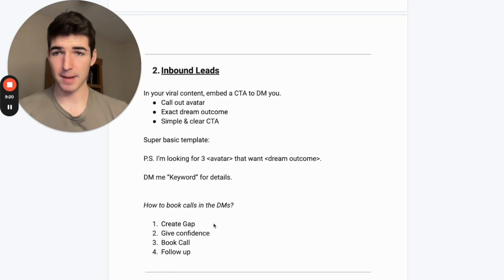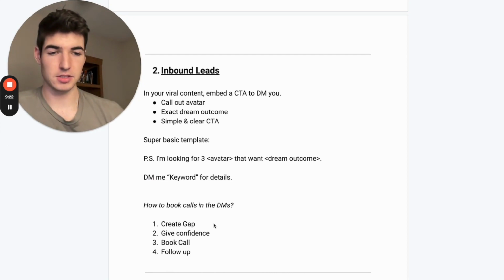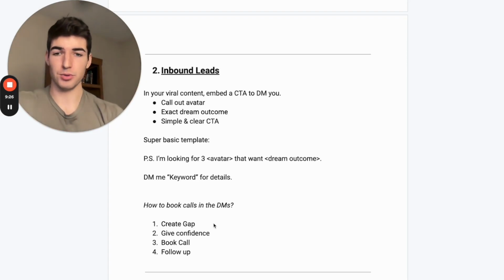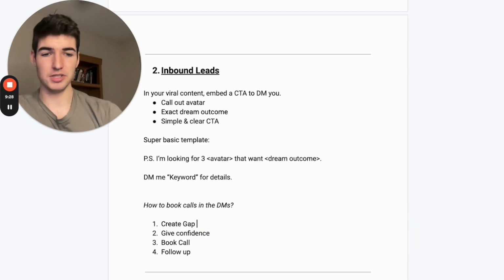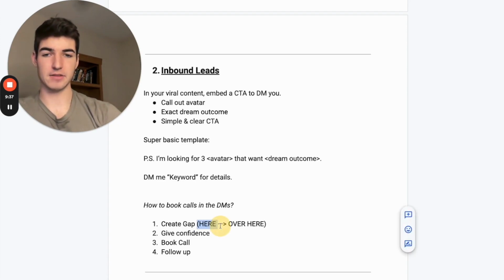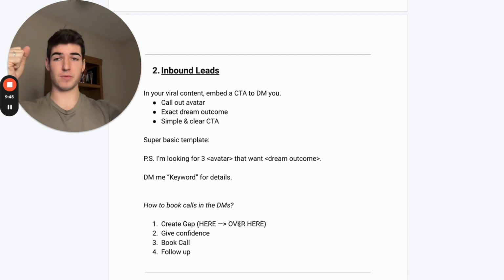Number 1 is creating a gap. A gap is just the absolute necessity to make any sale take place. There's no sale that takes place without a gap. All this is, they're here right now and they want to be over here. So basically, like a fitness example, let's say they're 300 pounds and they want to be 200 pounds. That's a 100-pound gap. It's very clear, it's very concrete. They're here and they want to be over here.